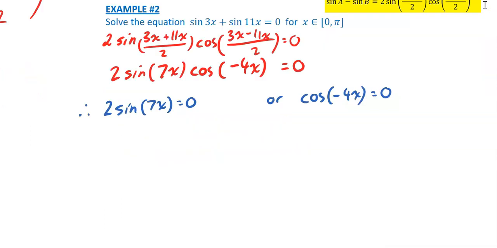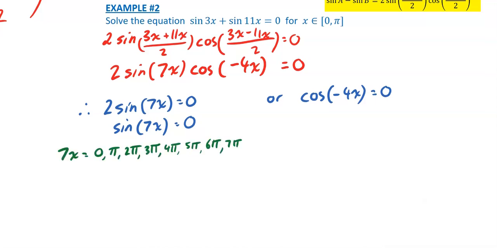Now that 2 could have come along for the ride wherever because it's going to vanish anyway, because 0 divided by 2 will be 0 still. So we can just rewrite that as sine 7x equals 0. And if sine of something is equal to 0, then the something must be equal to 0 or pi or 2 pi or 3 pi or 4 pi or 5 pi or 6 pi, etc., etc.